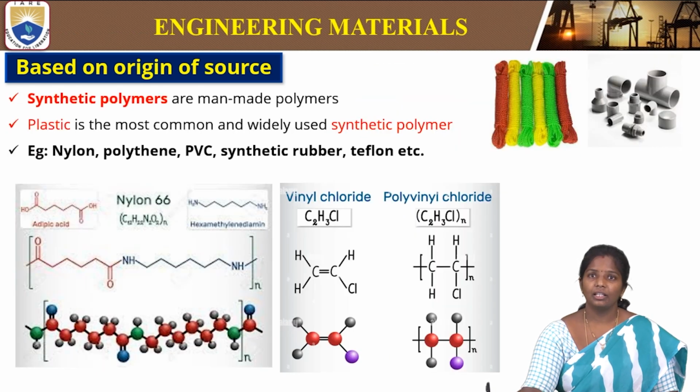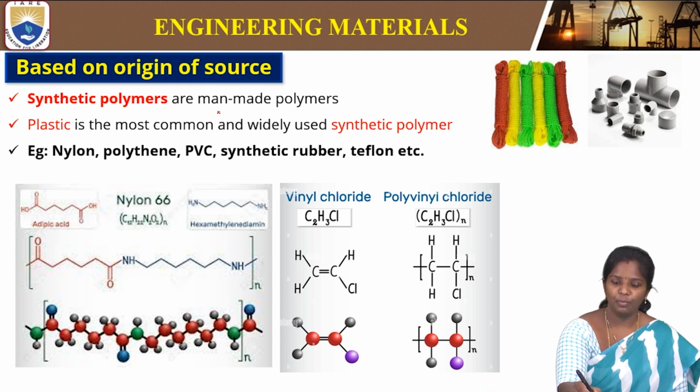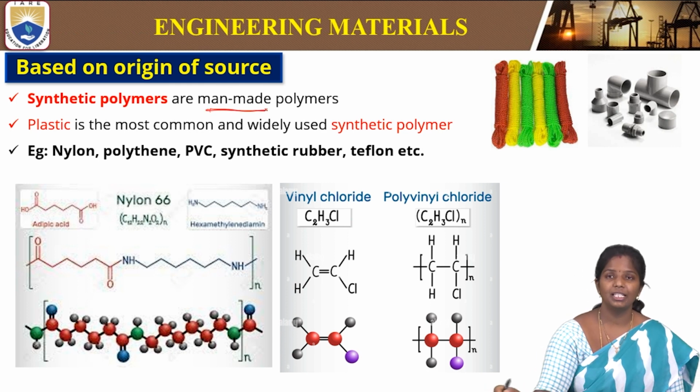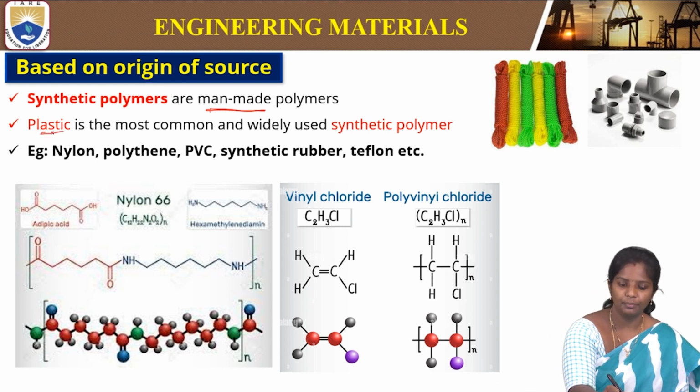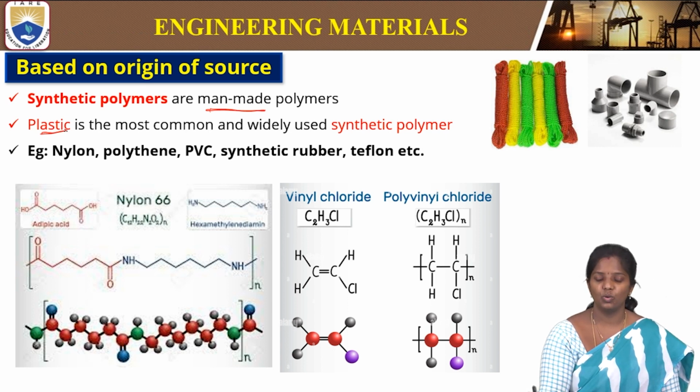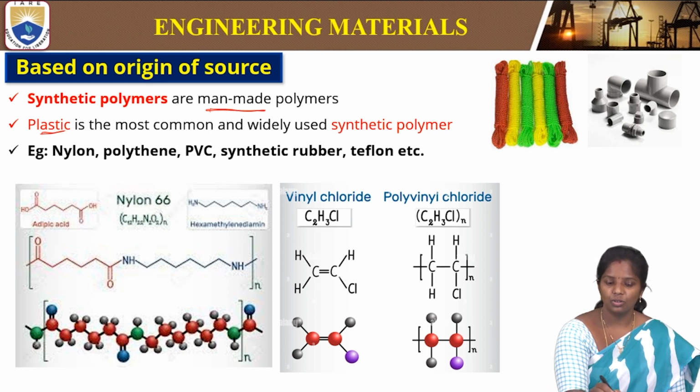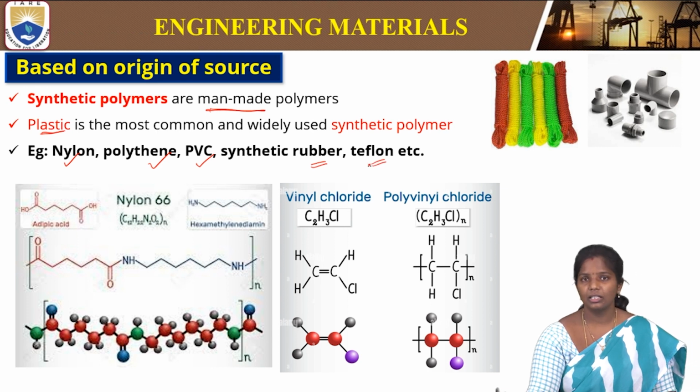So coming to synthetic polymers, these are man-made polymers. Synthetic means man-made. We have knowledge of natural polymers, and we started building up our synthetic polymers for different applications in our daily life. Plastic is the commonly used synthetic polymer. Examples are nylon, polyethylene, PVC (polyvinyl chloride), synthetic rubber, and Teflon. See, these are some of the examples.